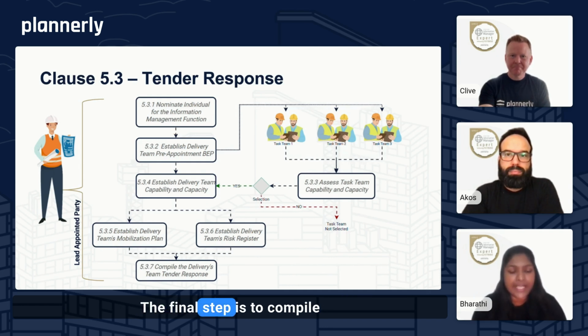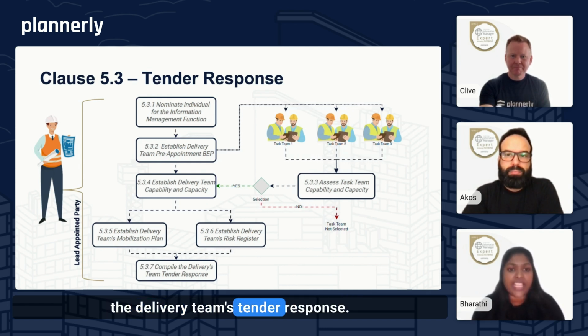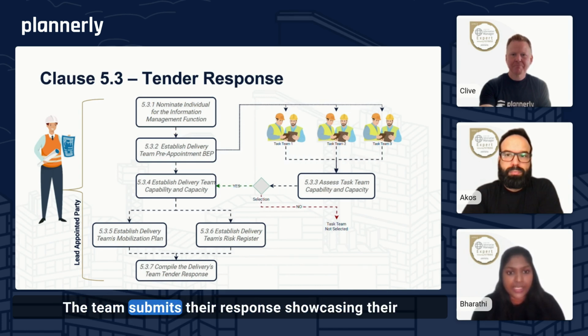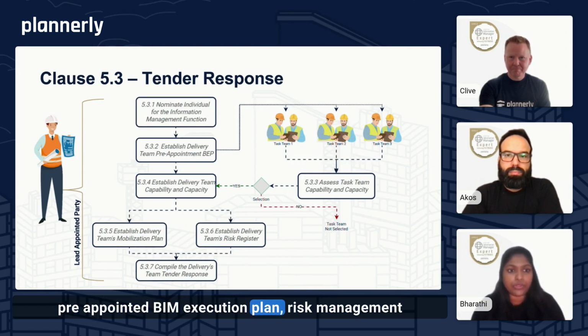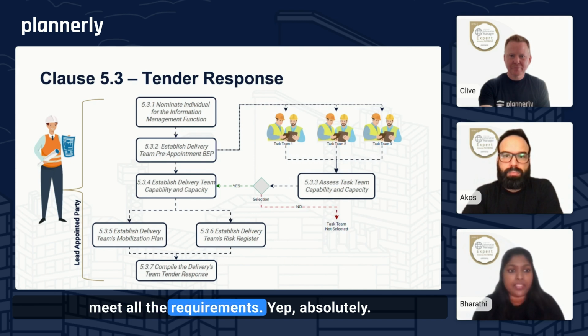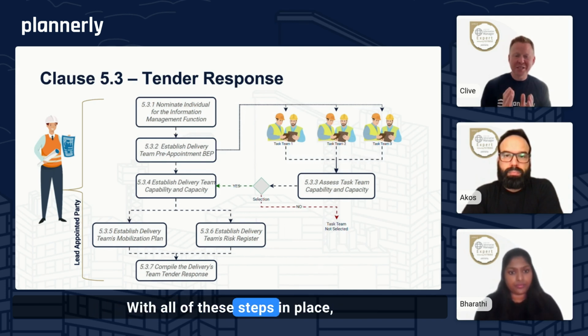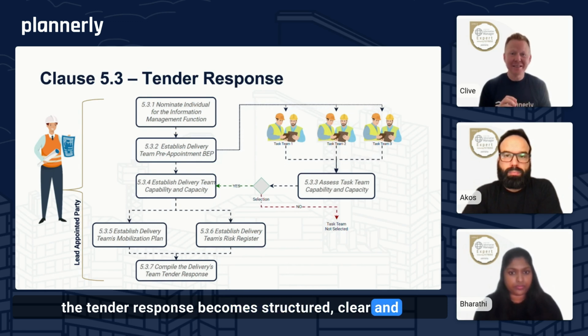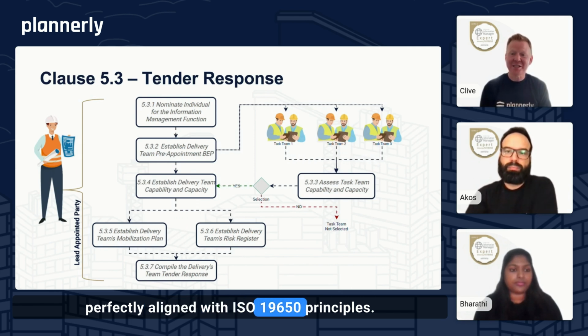The final step is to compile the delivery team's tender response. This is where everything comes together. The team submits their response, showcasing their pre-appointment BIM execution plan, risk management strategies, mobilization plan, and their ability to meet all the requirements. Yep, absolutely. With all of these steps in place, the tender response becomes structured, clear, and perfectly aligned with ISO 19650 principles.